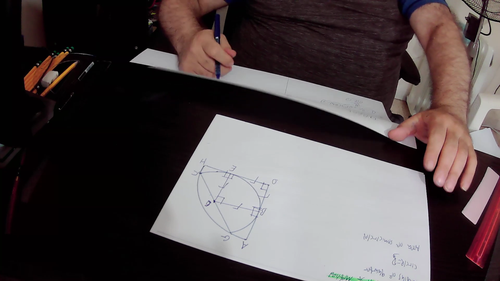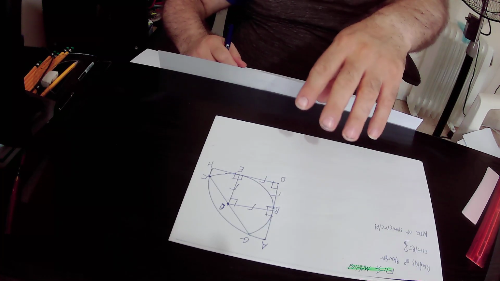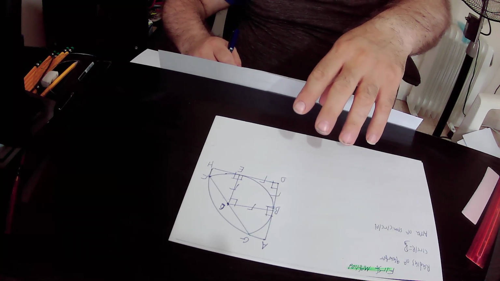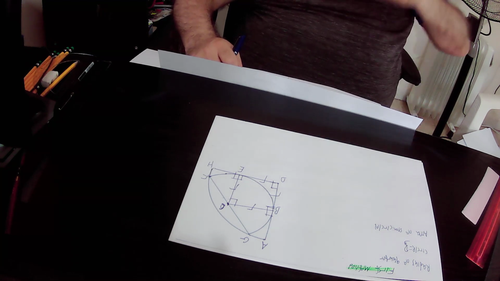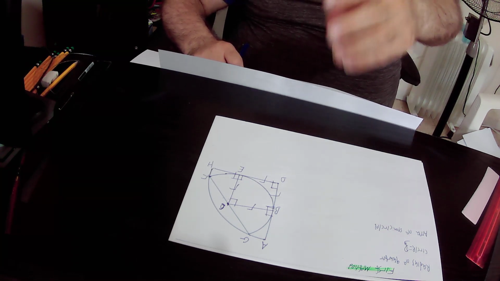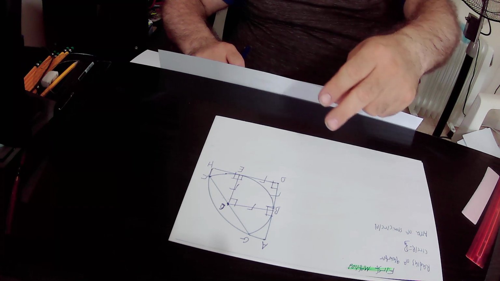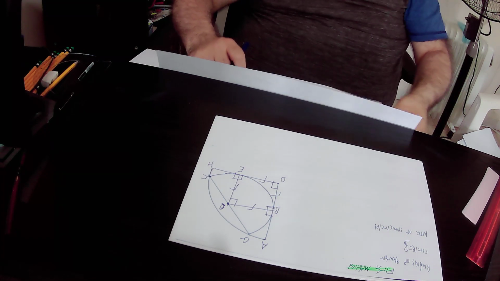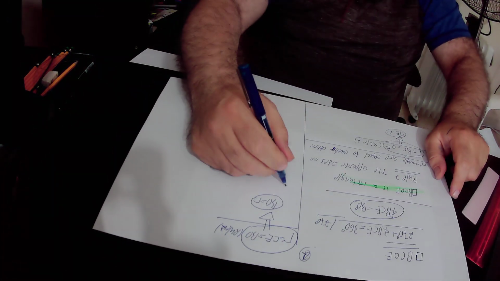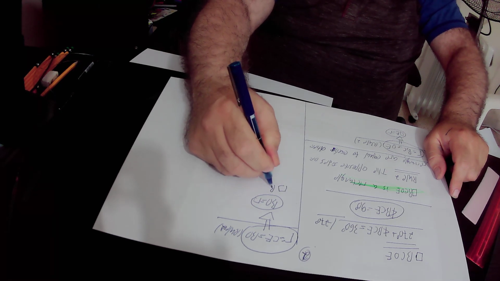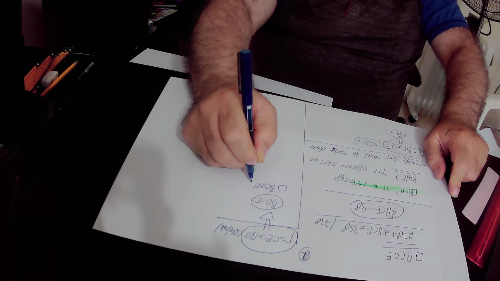So we actually found out that all the sides of rectangle BCOE are equal to each other, therefore quadrilateral BCOE is not just a rectangle but a square. Okay, so we can write down that quadrilateral BCOE is a square.